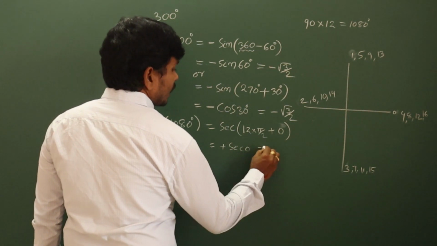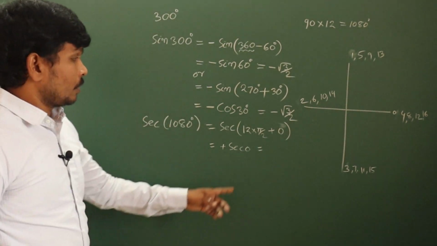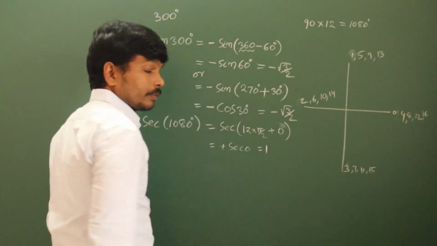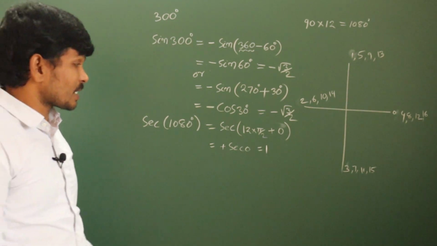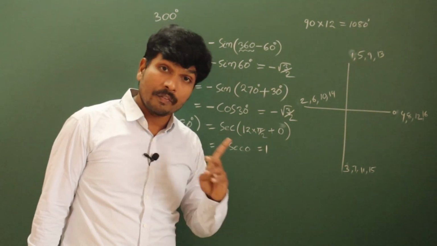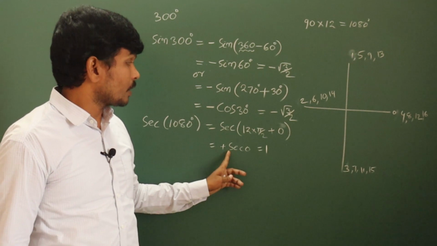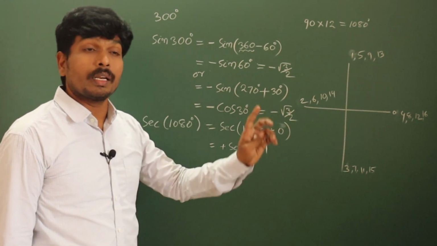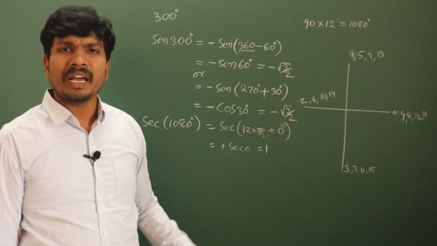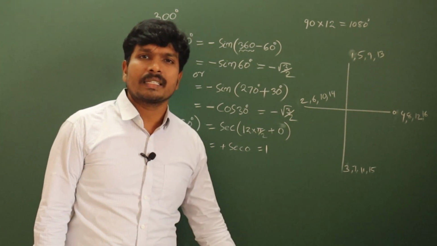Secant 0. What is the secant 0 value? Your secant 0 value is 1. These are standard angles, everyone must get them. So secant 0 is 1. So your answer is 1. Like that, whatever the angle may be, you can easily handle it.